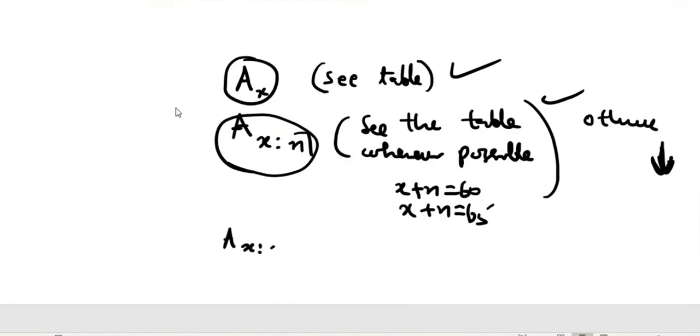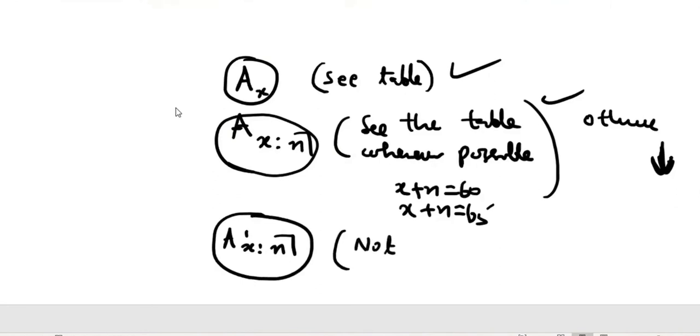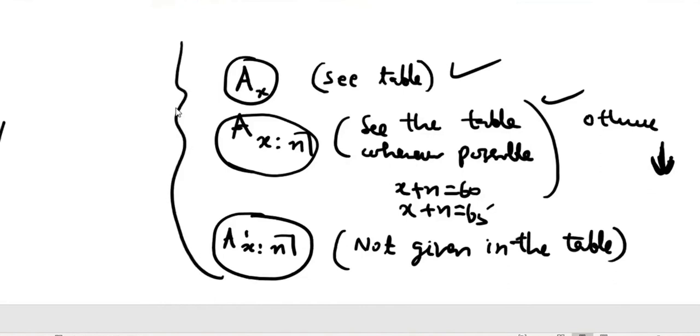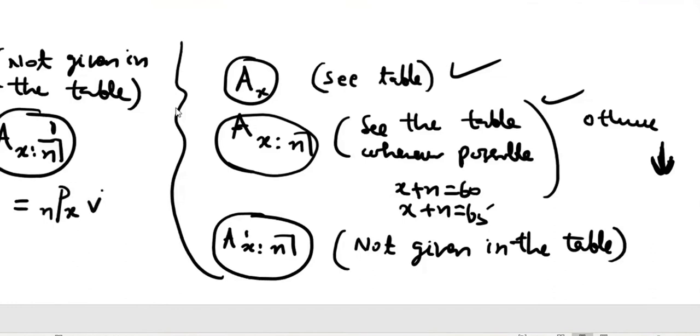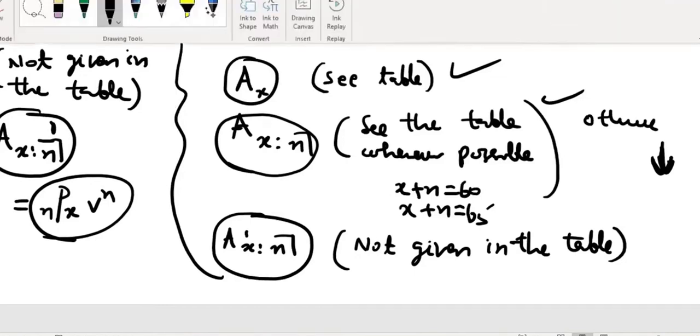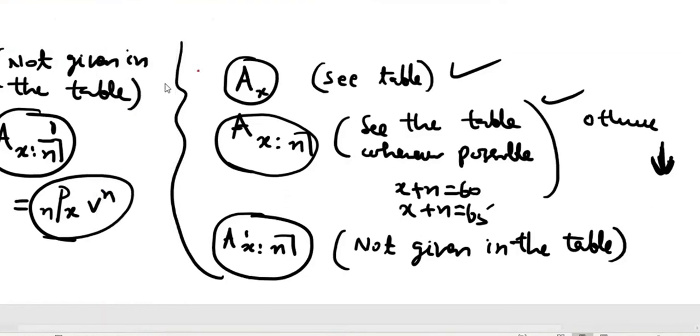This is pure endowment. This is term assurance, not given in the table. Remember, these are not listed in the table. However, for A X N, pure endowment, not given in the table, same, not given in the table. However, this value you can directly find. There is a formula. Don't worry about the derivation. Remember, this is P x n and V n. So out of all these four, you have a formula only for one.